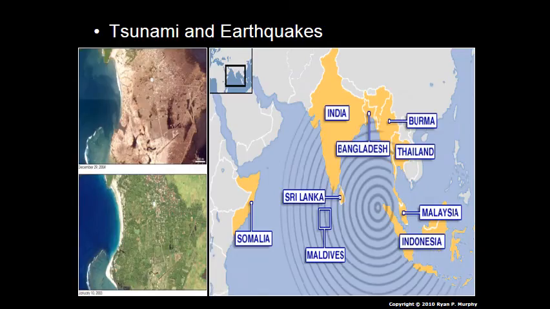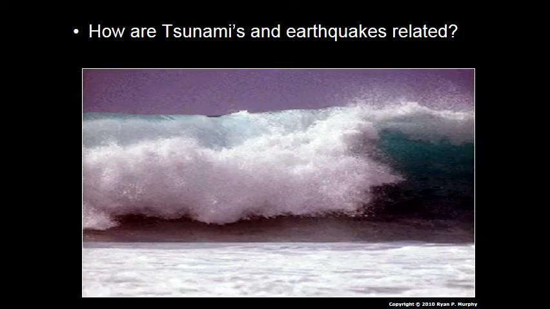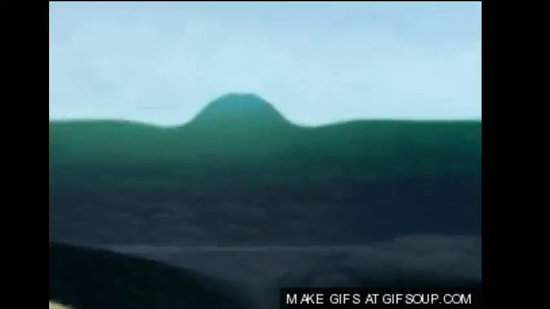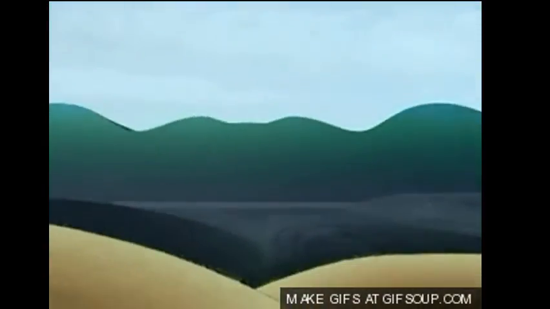Let's talk about tsunamis. The earthquake that I was talking about that happened in Japan caused a really bad tsunami. So we need to figure out what the connection is between these two things. What is the connection between a tsunami and an earthquake? Well, this is basically what happens when an earthquake happens underwater. And there's the stress and there's the release.